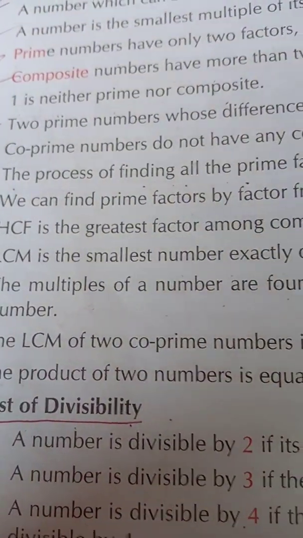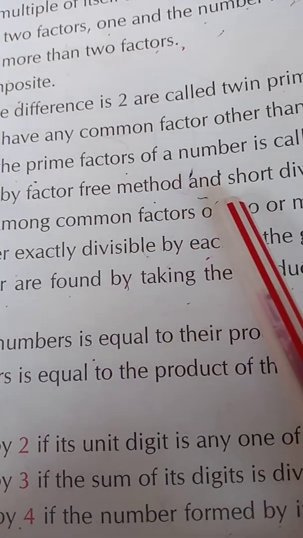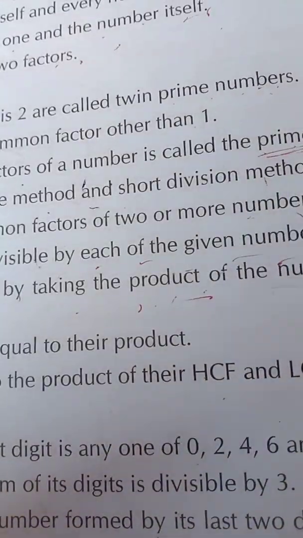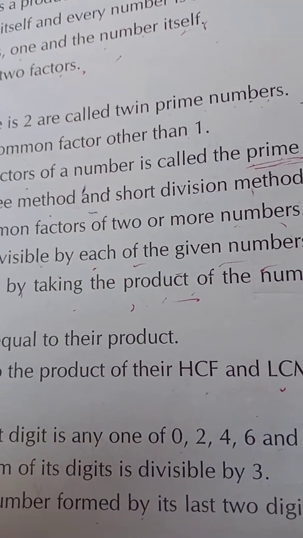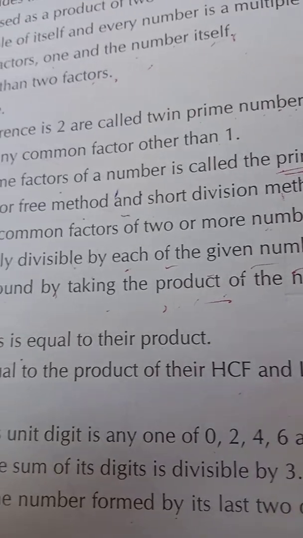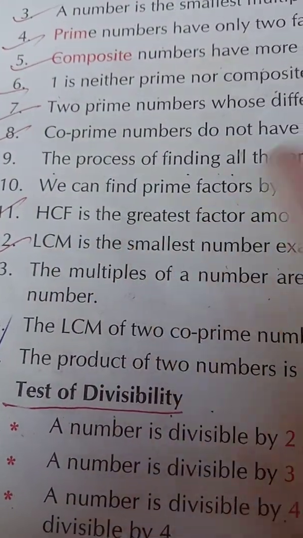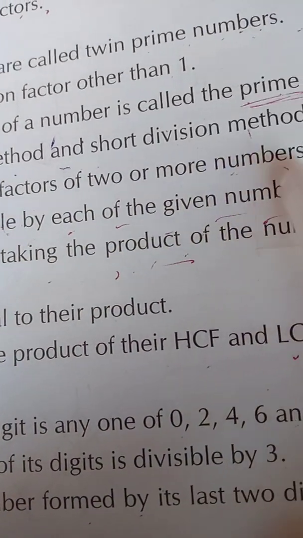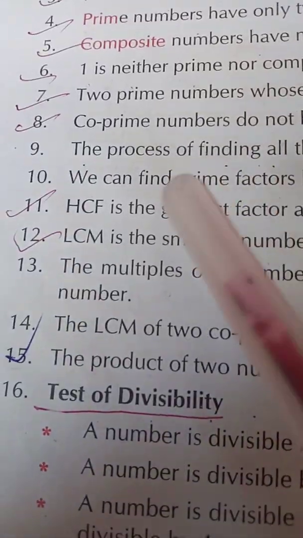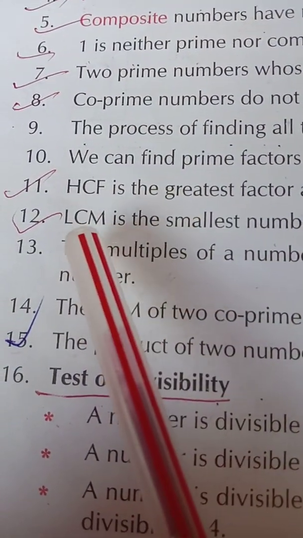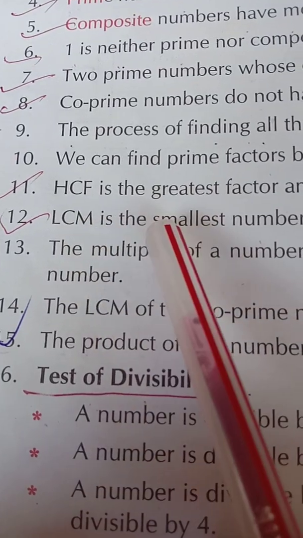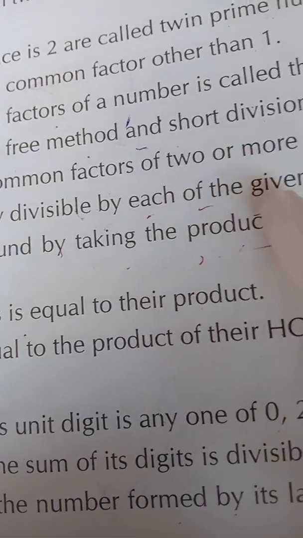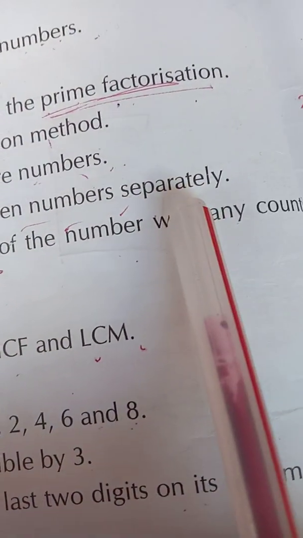We can find prime factors by the factor tree method and the short division method. These two methods I will discuss later when we teach the lesson. So HCF is the greatest factor among the common factors of two or more numbers. The full form of HCF is highest common factor, whereas the full form of LCM is least common multiple. LCM is the smallest number exactly divisible by each of the given numbers separately.